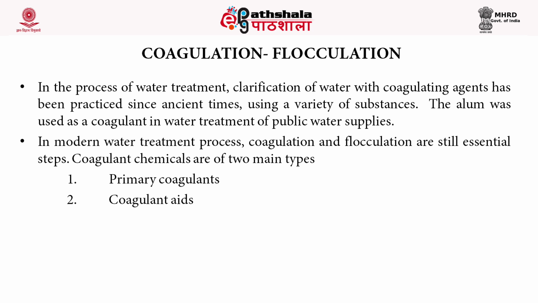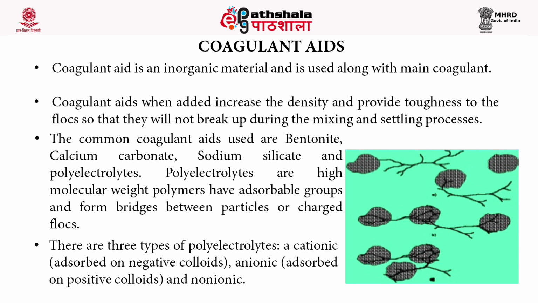The coagulant chemicals are of two types, primary coagulants and coagulant aids. Let's start with primary coagulants. Primary coagulants are the coagulants that neutralize the electric charge of the particles present in the water, leading the particles to clump together.